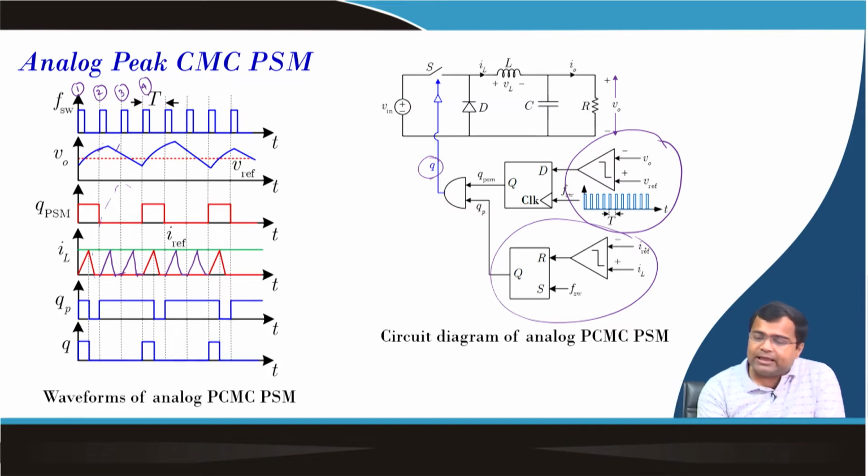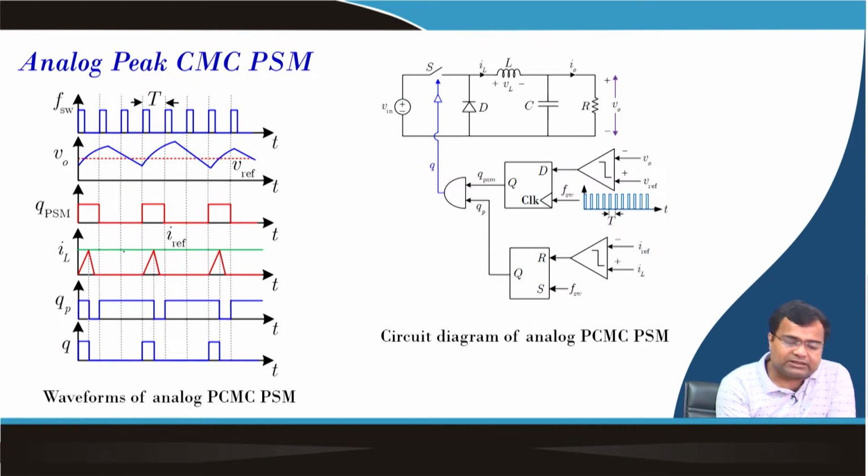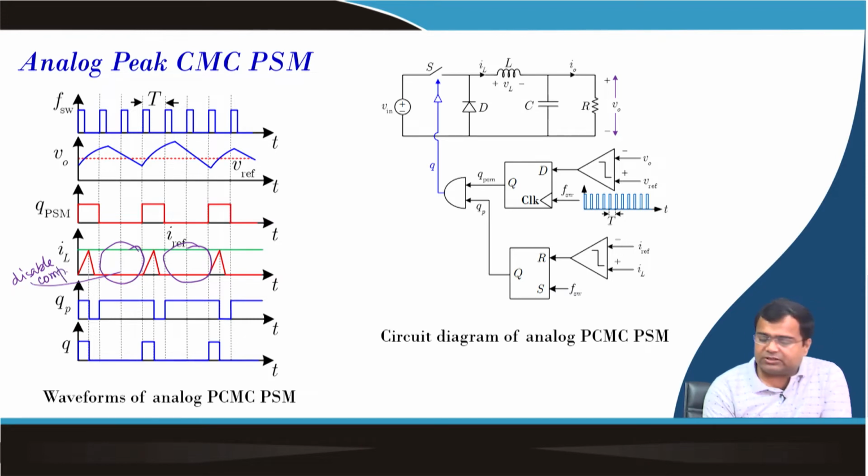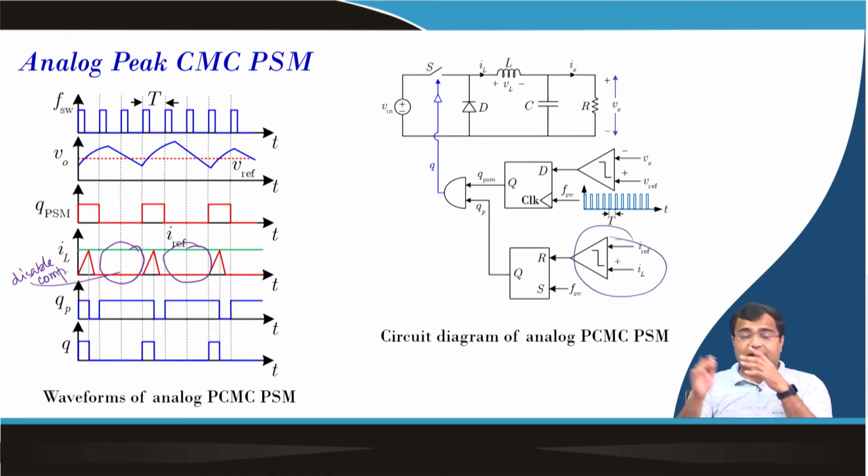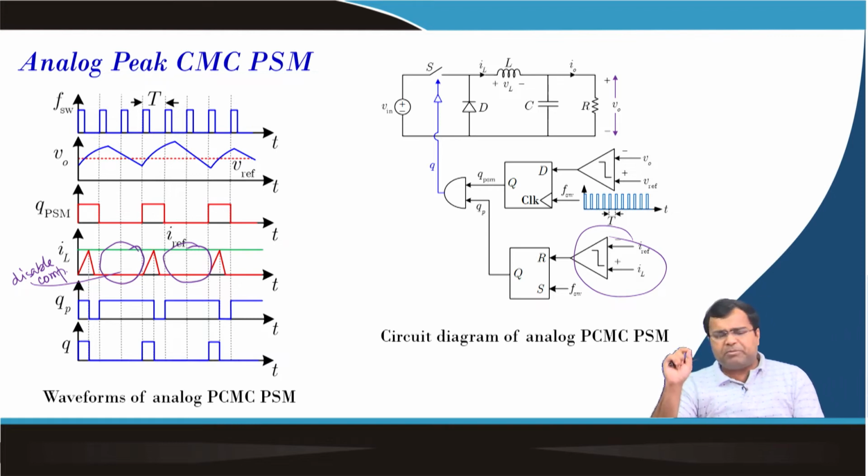One way is that you can disable this block during this operation, that means you can disable the comparator, and by that way you can save power. Again, you have to enable the comparator when there is a charge cycle, and this enabling and disabling of the comparator may need to be faster compared to the switching frequency. So, we have to keep that in mind.